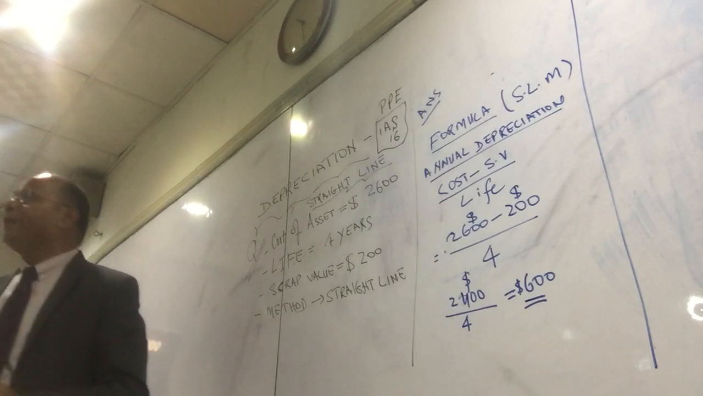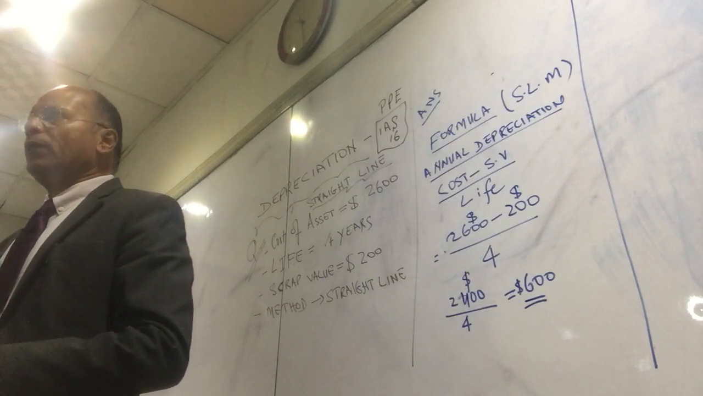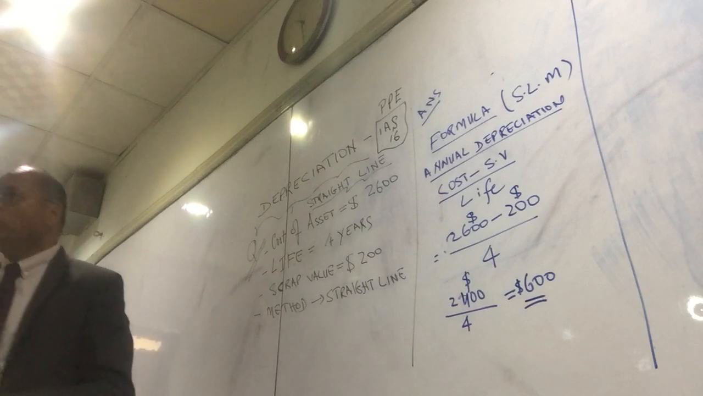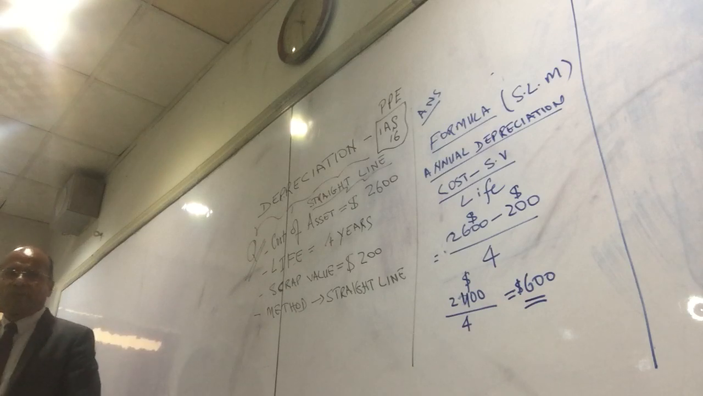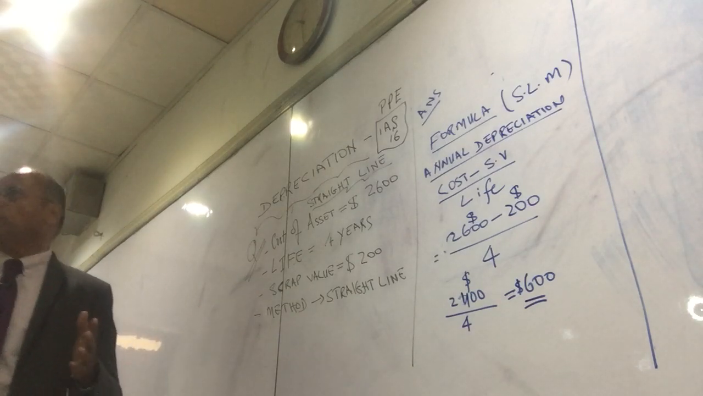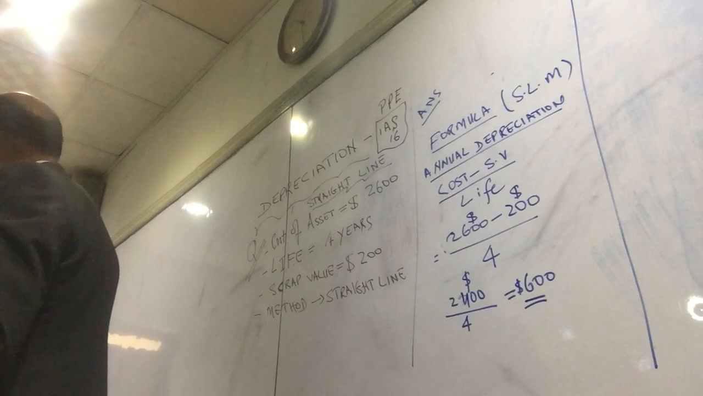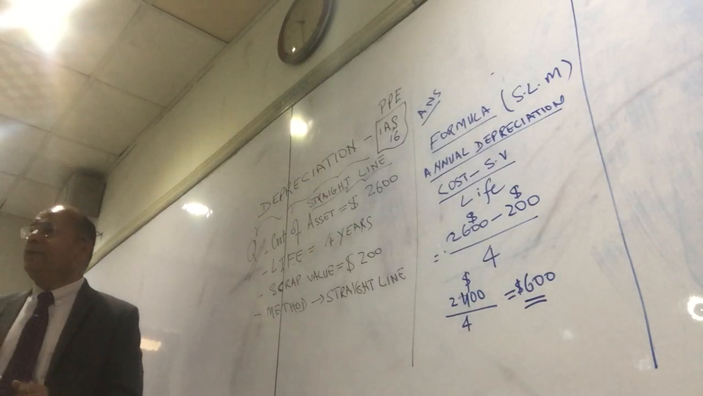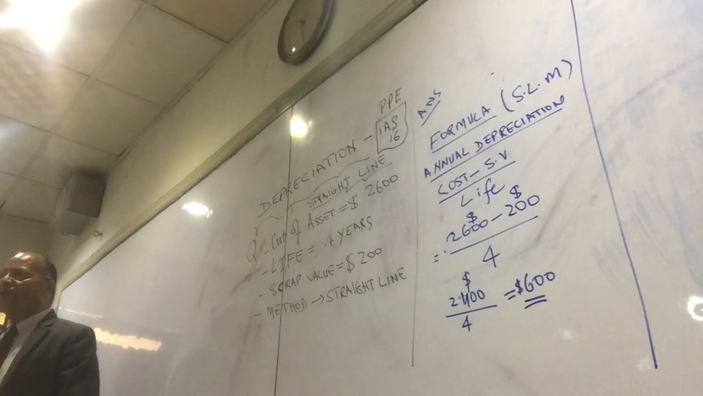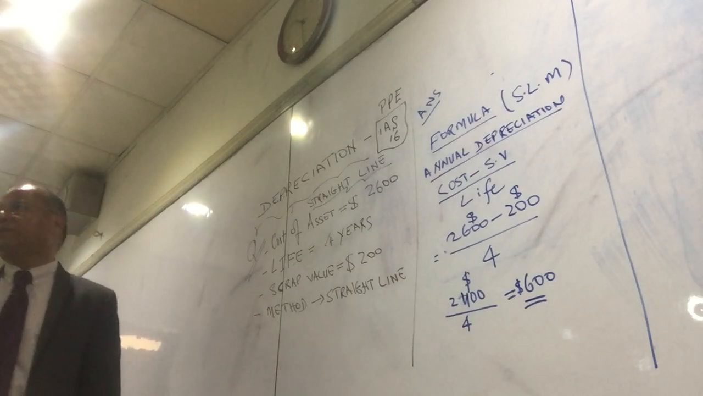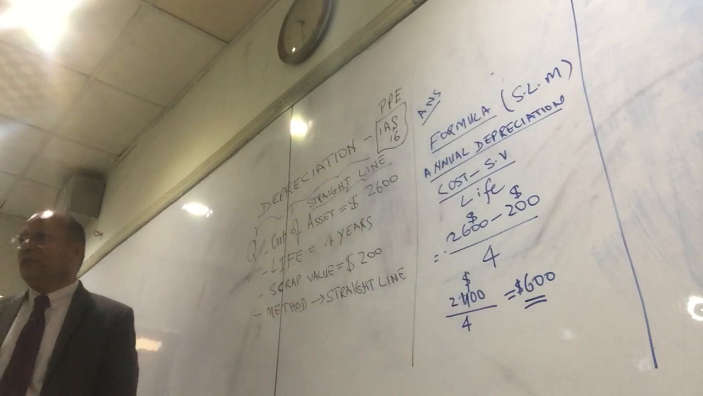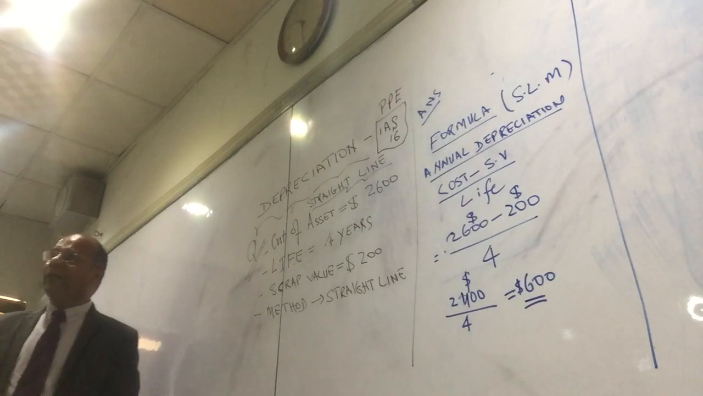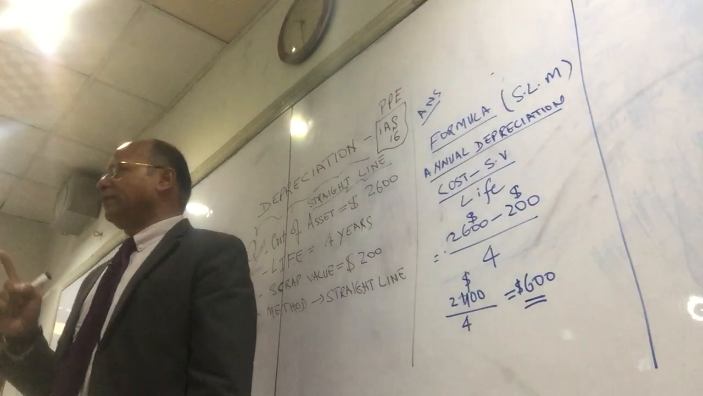Assets are economic resources. If this term has come for the first time in your life, you can immediately write it down in your register, in your notebook I mean. So assets are economic resources, and we have different types of assets. Among them, we have one type known as non-current assets. Another name for non-current assets is fixed assets.